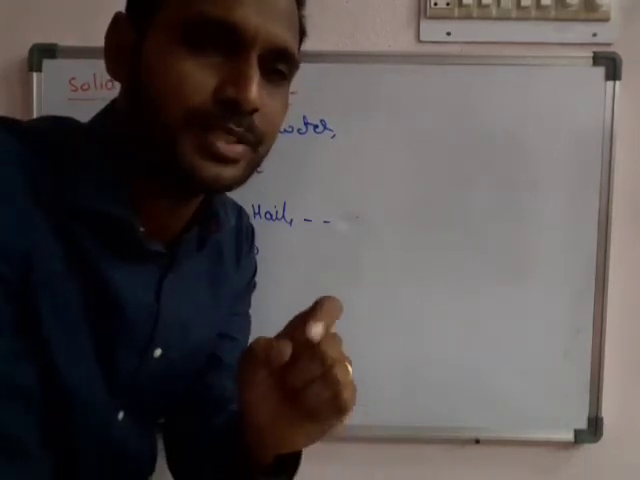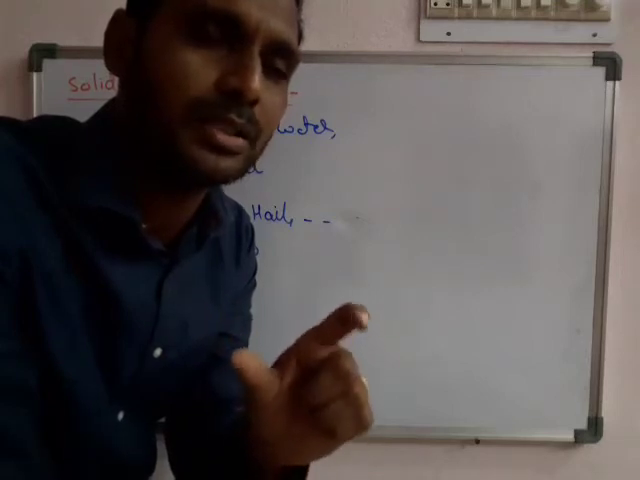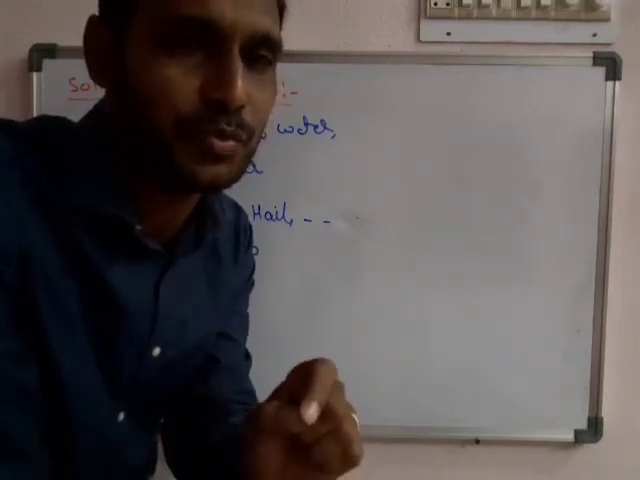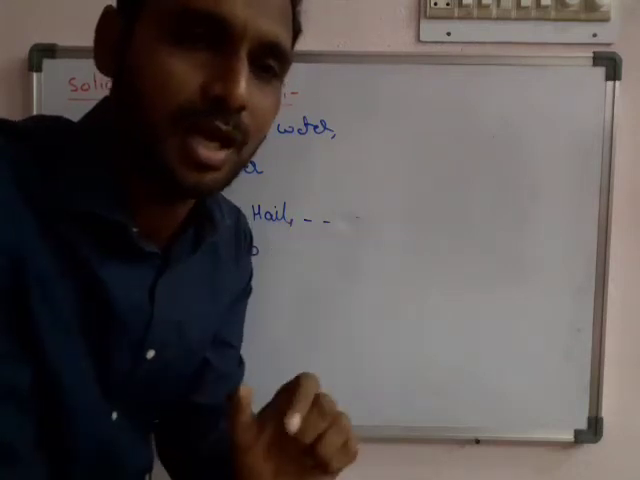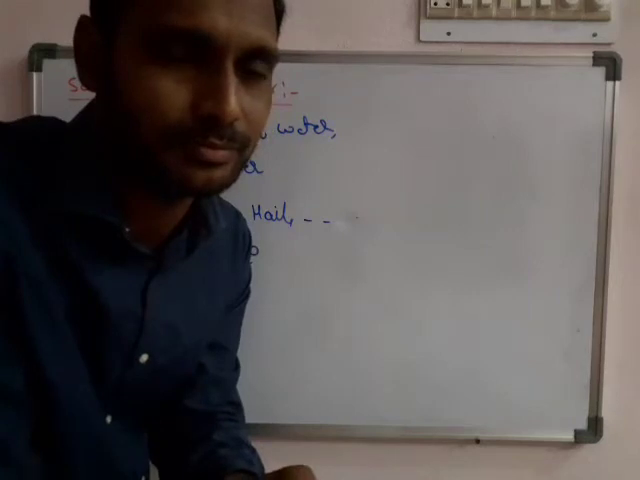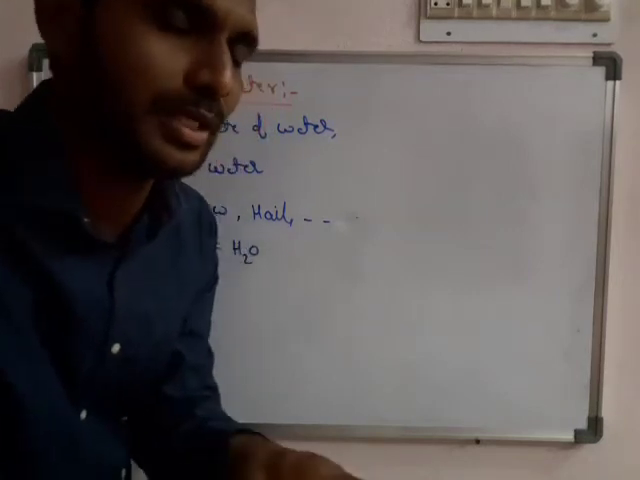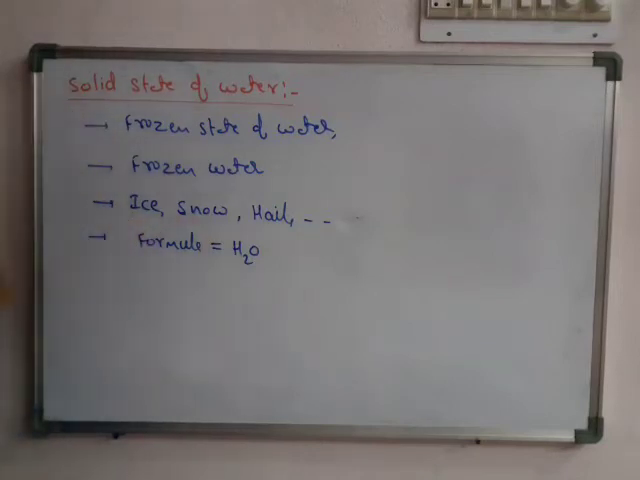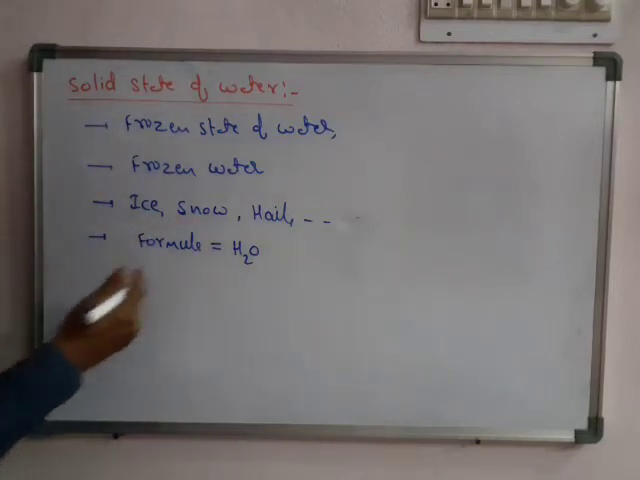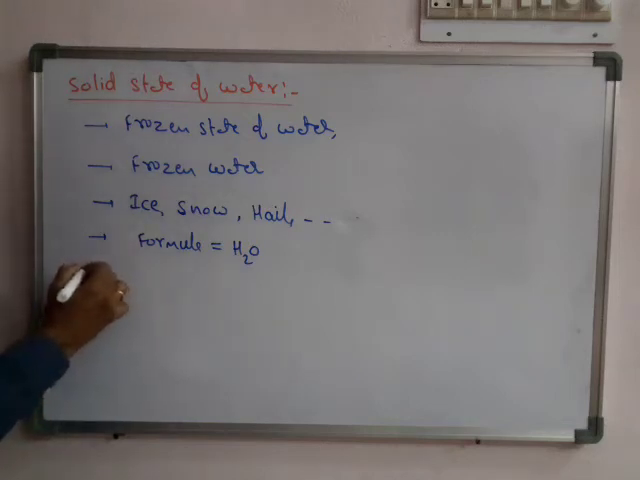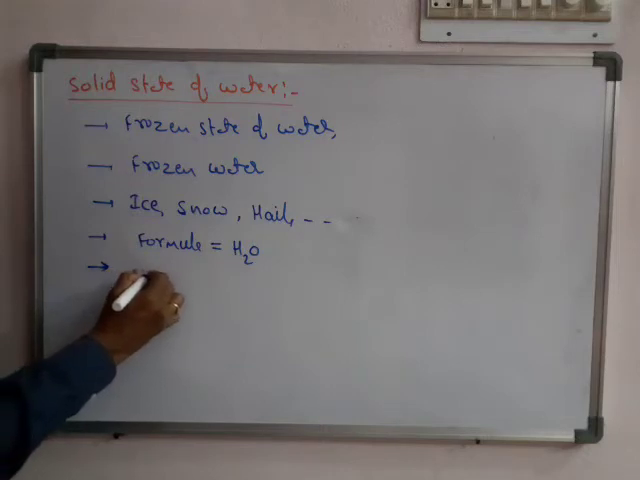That's why you say the flakes of ice, the flakes of frozen H2O, are observed when it rains, mainly in winter. So those flakes are known as hails. Hails, snow, and ice are the solid state of water. The formula is H2O.